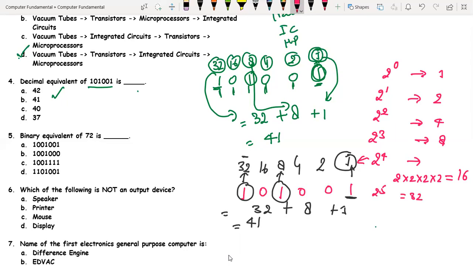It's just the 2's table. 4 multiplied by 2 is 8, 8 multiplied by 2 is 16, 16 multiplied by 2 is 32. Next one is 64, like this one.